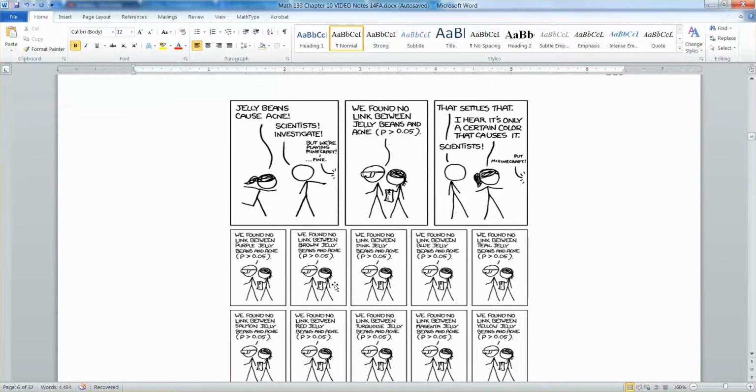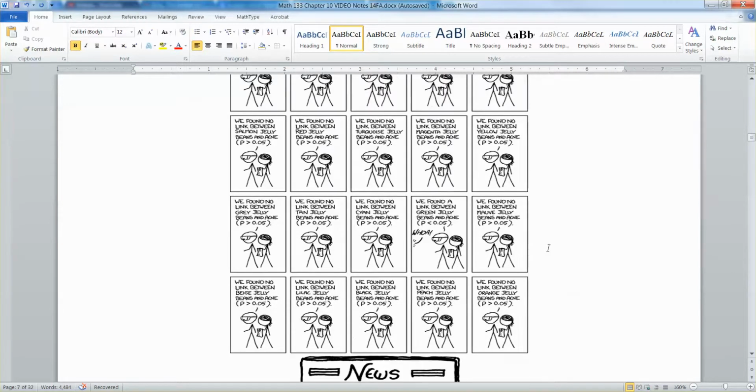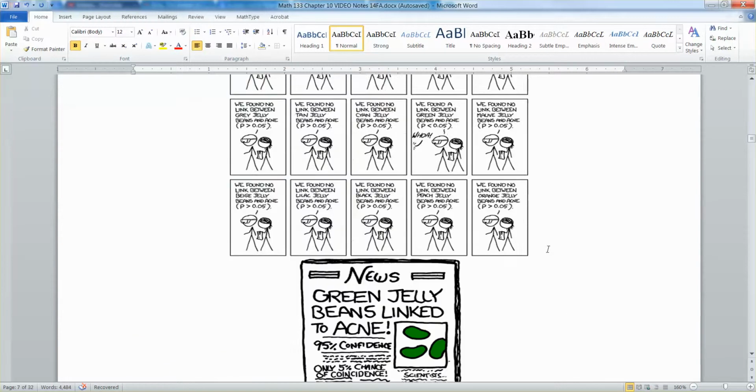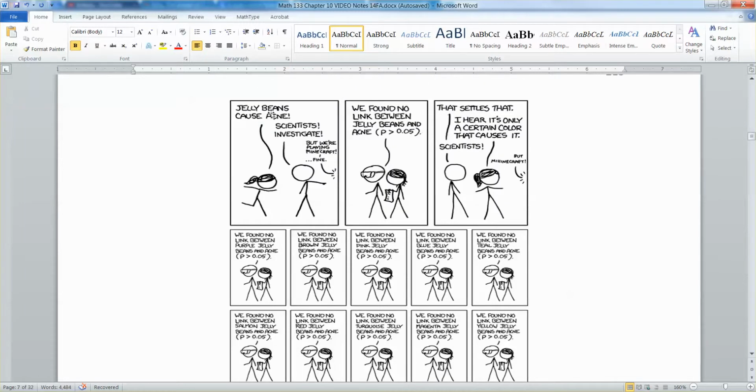All right, so the last bit, thanks to XKCD, the author of which generously allowed us to use this. So here you see the jelly beans cause acne, scientists investigate. So we found no link between jelly beans and acne. The p-value is greater than 0.05. Now we'll talk about what p-value is a little bit later. We've already seen it. It's the reason we knew that Steve's die was rigged way back at the beginning of this section. But that settles that.